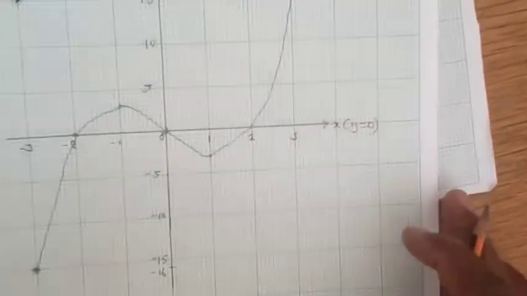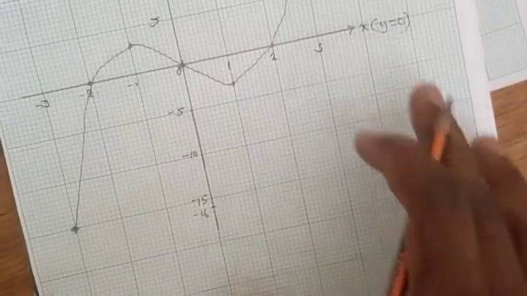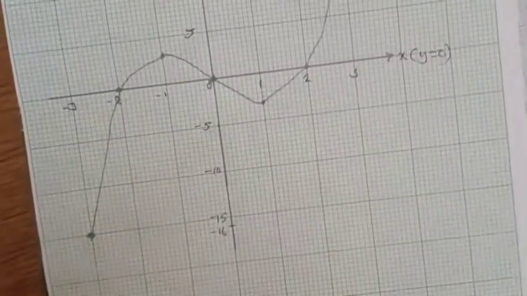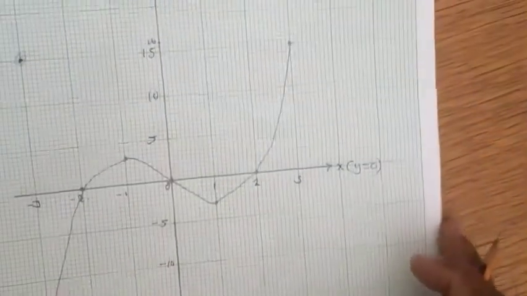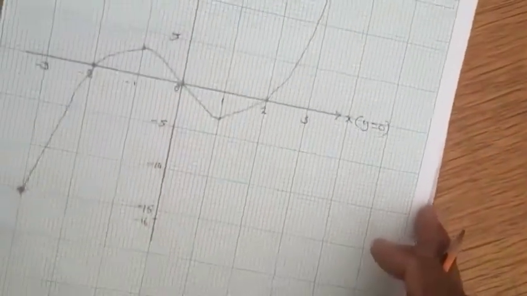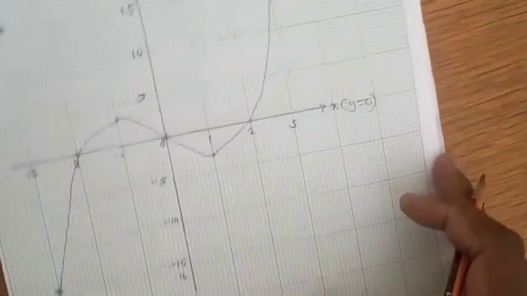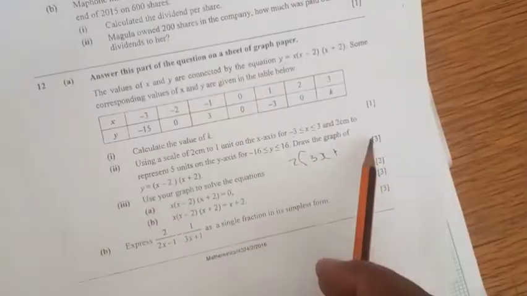Okay, so we have our graph. You can see very well, this is our graph which has been formulated. We have drawn the graph, which is accurately done. You can see, nicely done. Hence we have managed to get our 3 marks.